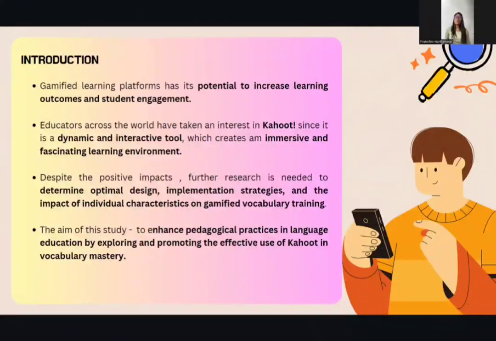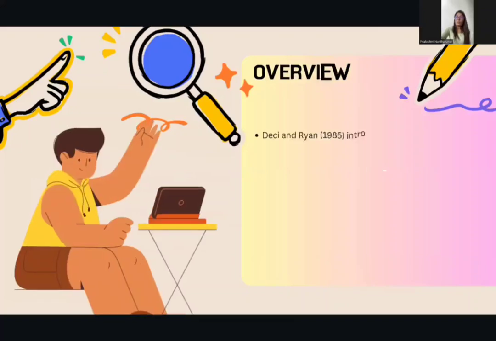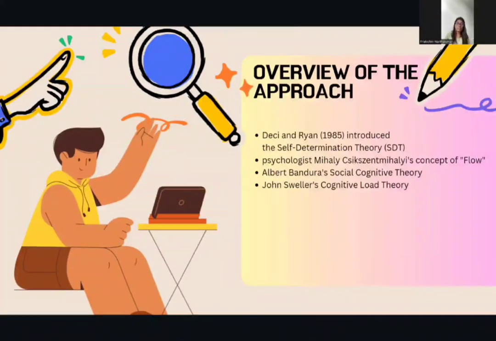Now let's move on to the overview of the approach, where we have concluded four theories that have been used in previous studies. First one is self-determination theory. It highlights independence, the ability to do something successfully, and relatedness in promoting long-term participation of students in language learning, which is more prominent in vocabulary acquisition.